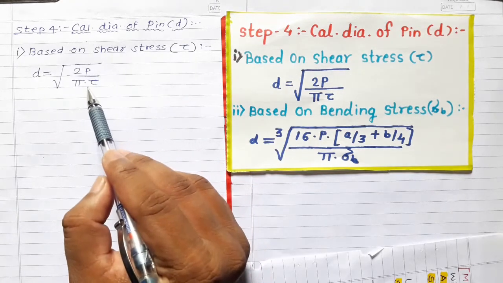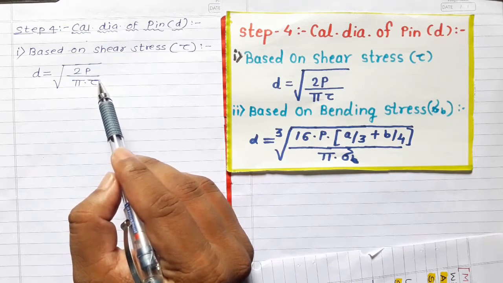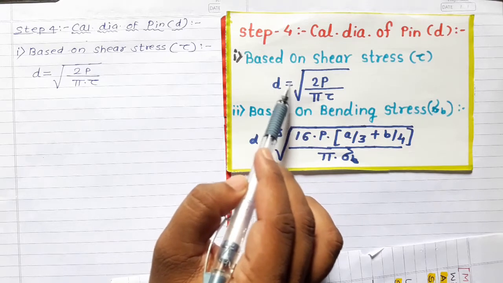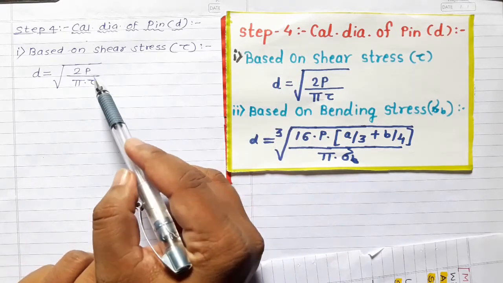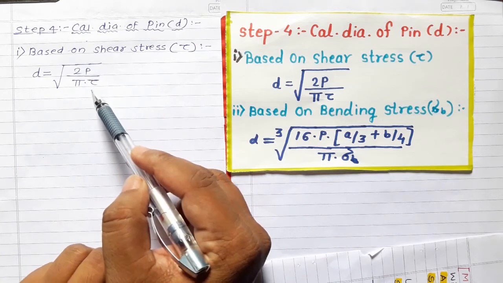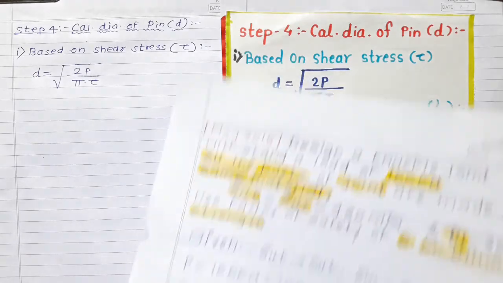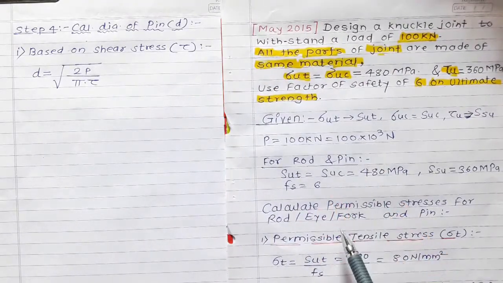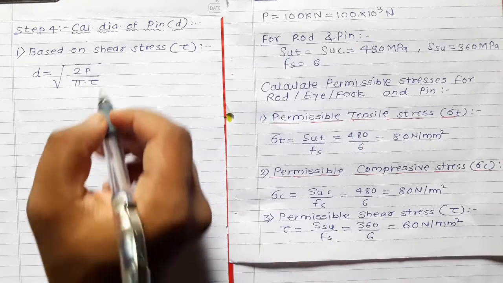So I have written here the formula for diameter of pin, that is small d, which we have to calculate on the basis of shear stress, and this is the formula that we have referred from the design procedure of knuckle joint. Now in this equation we have to put the value of P and the value of permissible shear stress tau. Already in the given data, the value of P is 100 into 10 raised to 3 Newton and the value of permissible shear stress is 60 Newton per mm square. So let us put this value here.